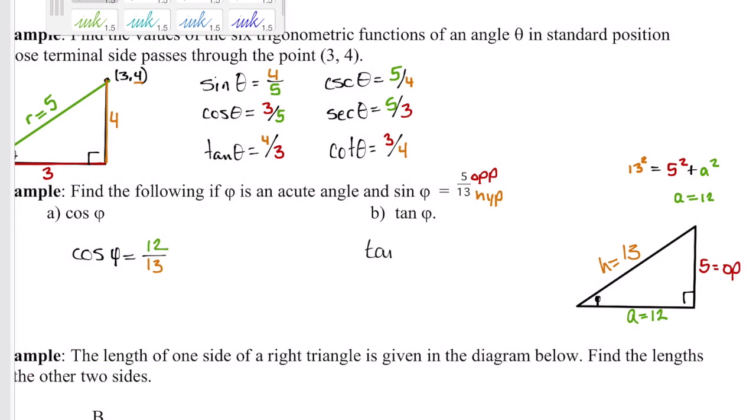And then tangent of my lollipop, oh, I have so many issues, I'm sorry, is equal to my opposite over adjacent, so the 5 that they told me, and the 12 that I found. And that's it. Ta-da! Not too crazy.